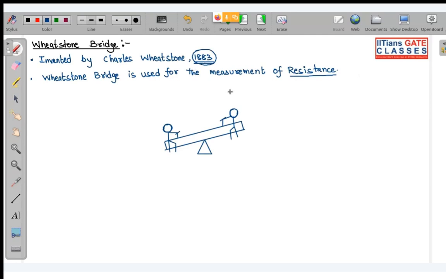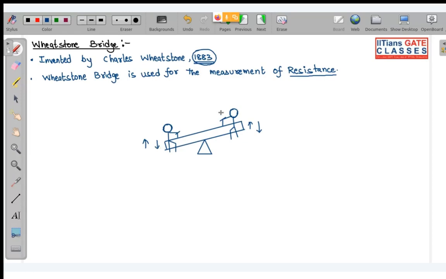Charles Wheatstone once observed a seesaw. Two kids were playing. Once this goes up, this comes down, and in the next place, this goes up and this goes down. At one point, these two kids may balance each other if their weights are equal, or if this kid is heavier, he or she might shift towards the fulcrum, and the lightweight kid might shift away from the fulcrum.